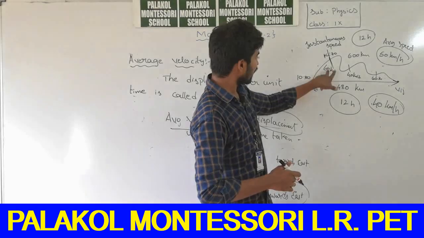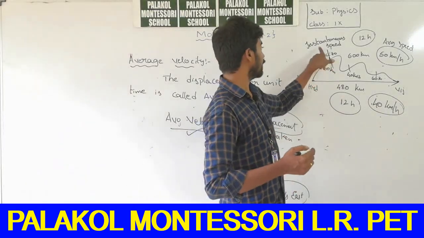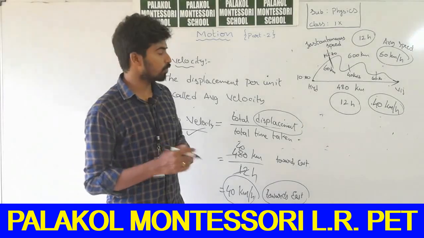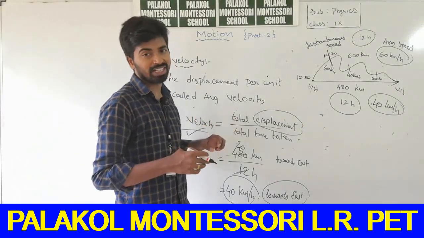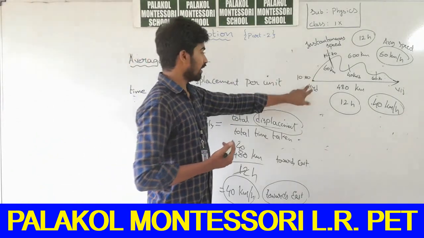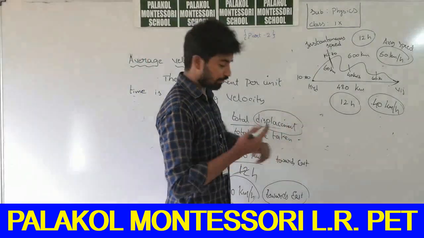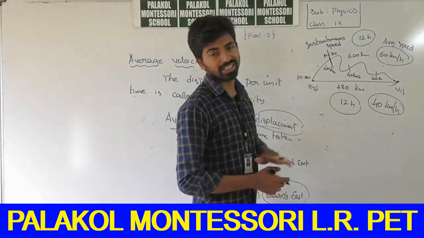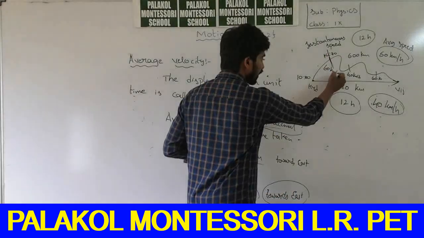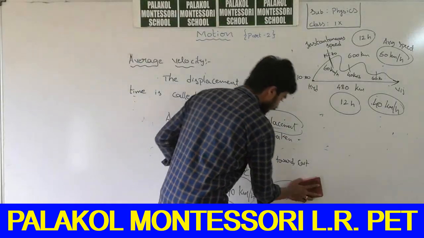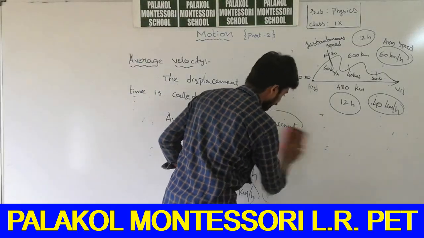So the speed at a particular instant of time is called instantaneous speed. How can you get it? If you watch the speedometer of your vehicle, you can exactly get the instantaneous speed. So if at 10:30 you watch the speedometer, the reading will be equal to the instantaneous speed. So at that instant of time you are travelling at 60 kilometers per hour. So what is the meaning of instantaneous speed?